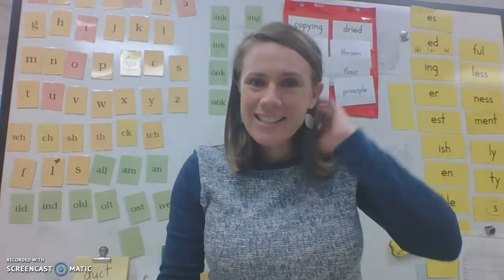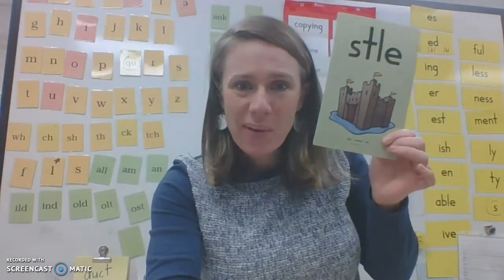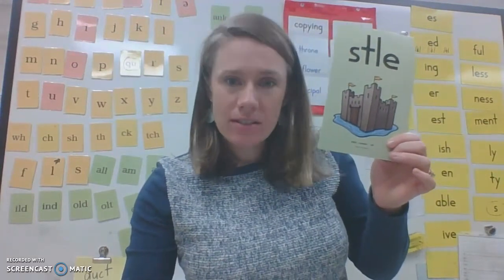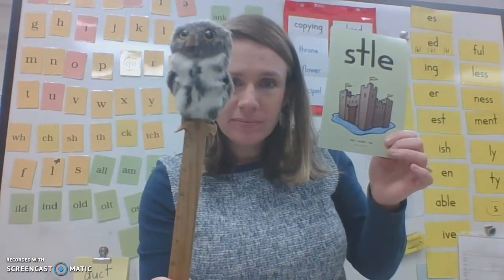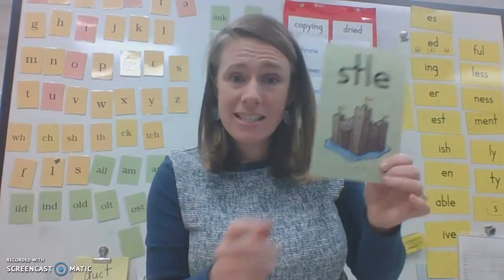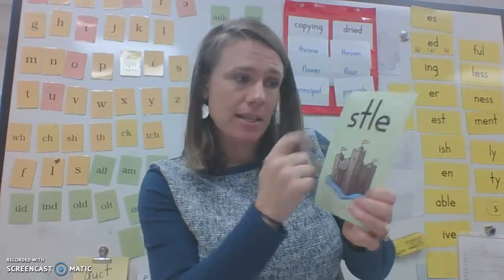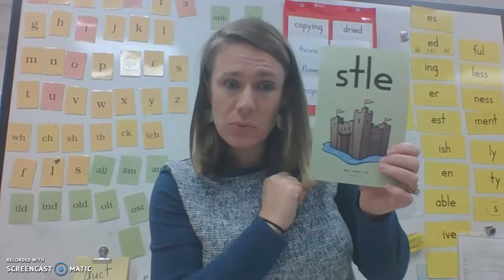Hi everyone. Let's start today by reviewing a few of our sounds. We have a new sound that we learned yesterday. Repeat after me. STLE, castle, soul. Good. Remember, this is an exception to the consonant LE because we have two silent sounds, not just the E, but the T as well.